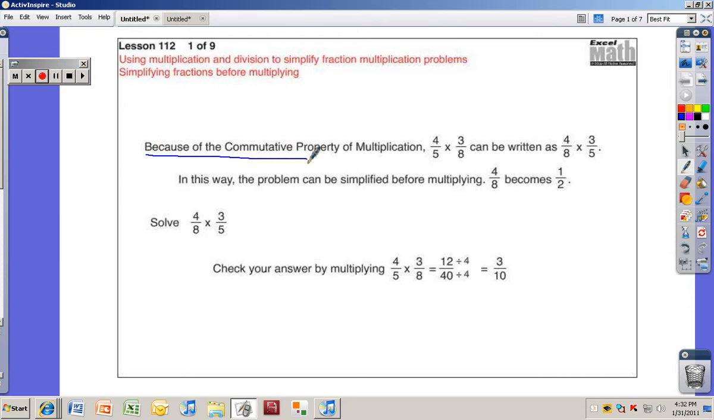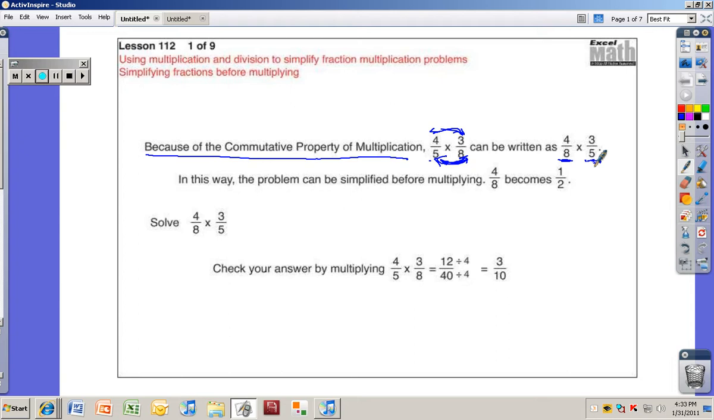Because of the commutative property of multiplication, 4/5 times 3/8 can also be written as 4/8 times 3/5, because you can take this number and this number and switch them. 4 times 3 and 3 times 4 is the same thing. Or 5 and 8 can be switched, because 5 times 8 and 8 times 5 is the same thing. So what they did was they switched these bottom two numbers and wrote this as 4/8 and 3/5. Do you see that those are the exact same problem?